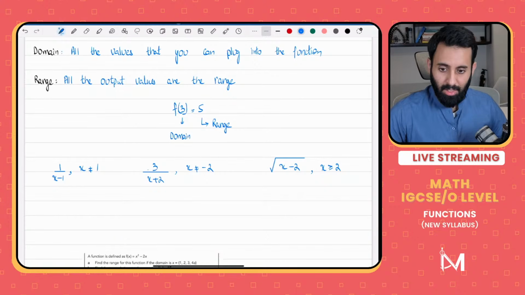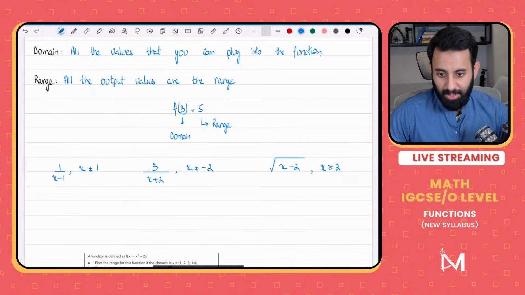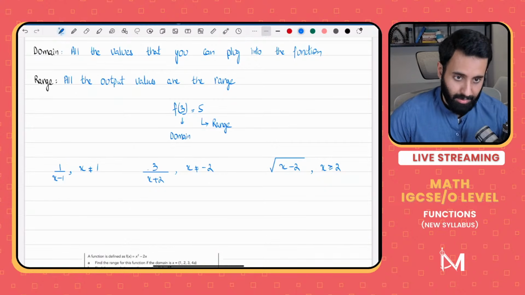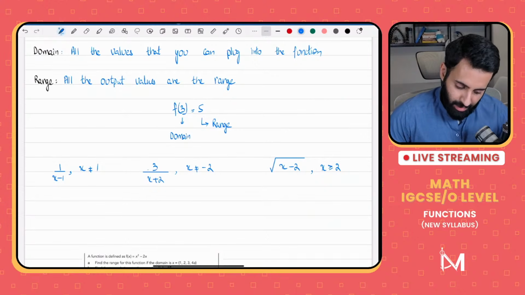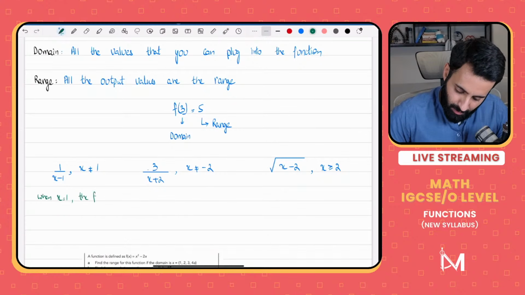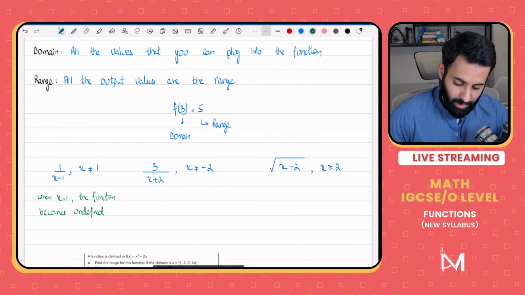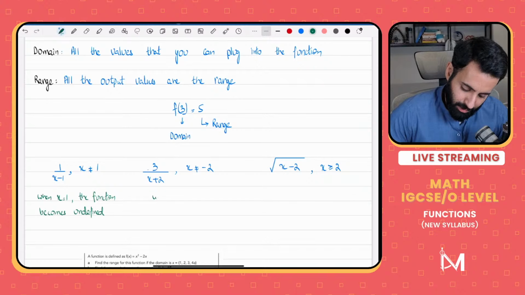It's not for AdMaths. So the reason why we cannot plug in 1 is because if I plug in 1, the function becomes undefined. Okay, so that's the reason why x is not equal to 1. So I'll write that down. When x equals 1, the function becomes undefined, which means that 1 is not part of the domain. And same goes over here.